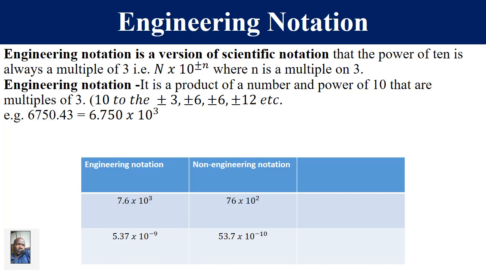But these two numbers are not in engineering notation. Why? Because the powers are not multiples of 3, and also these numbers, 76 and 53.7, are not between 1 and 10. So guys, engineering notation is important in electrical engineering because you realize that here and there we'll be referring to the metric table, whereby we had 10 to the power 9, 10 to the power 12, 10 to the power 6, n must be a multiple of 3.